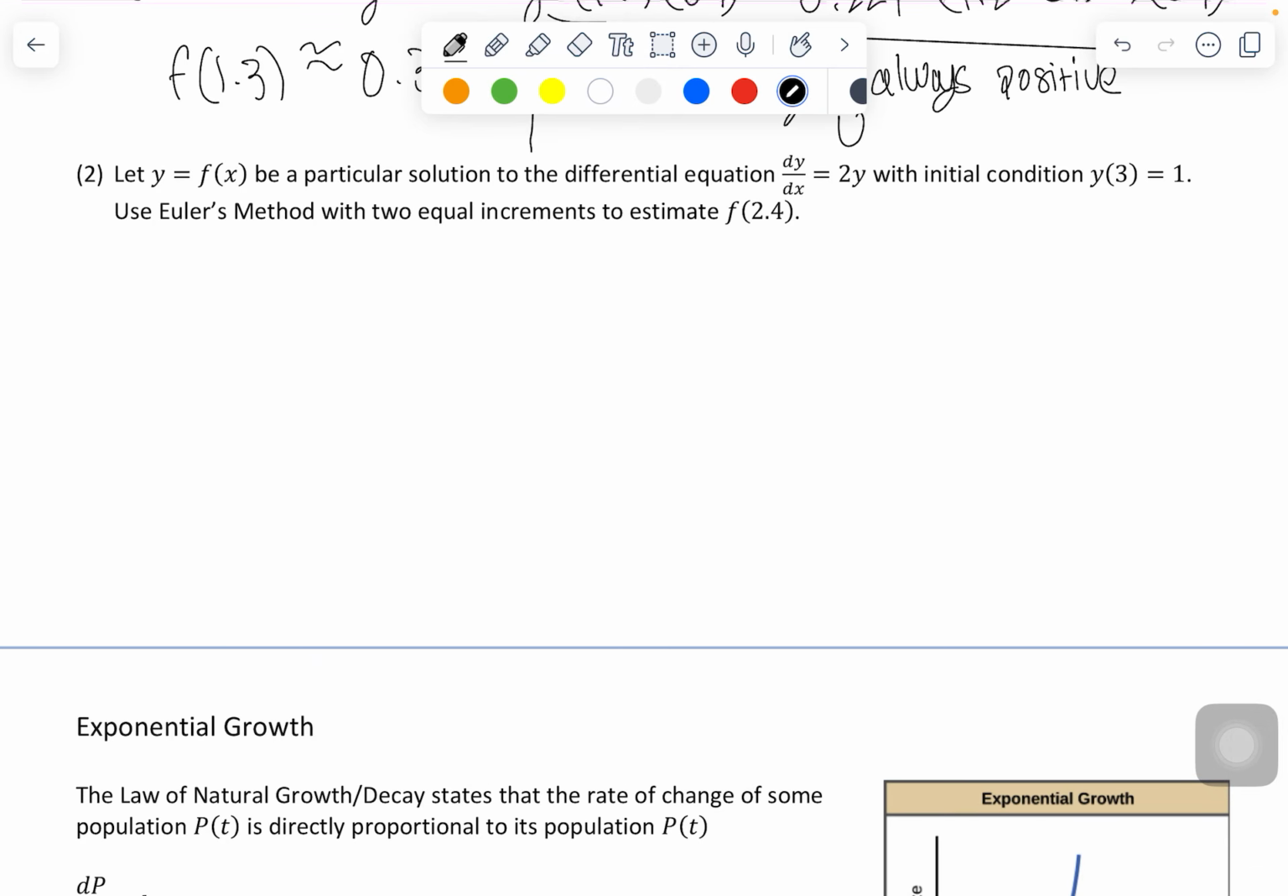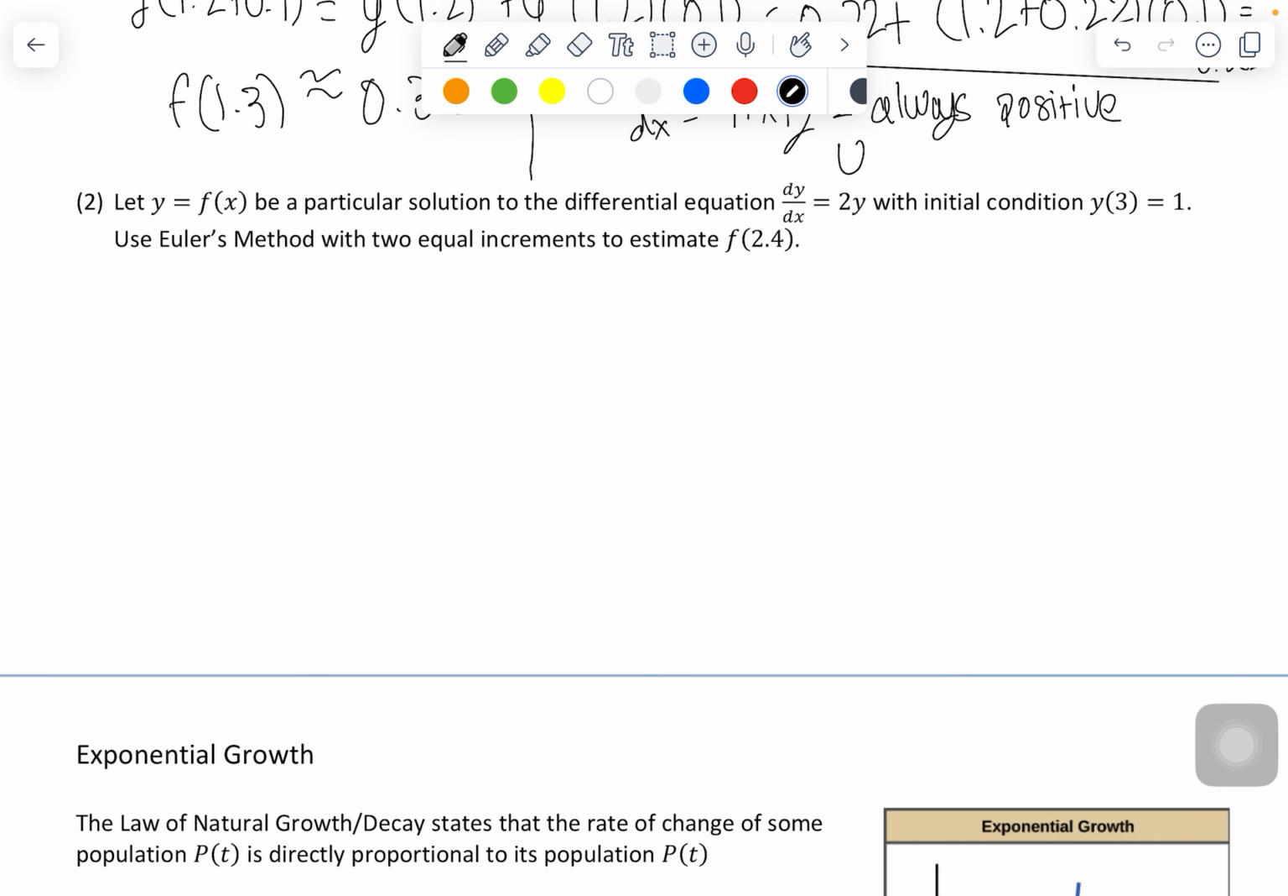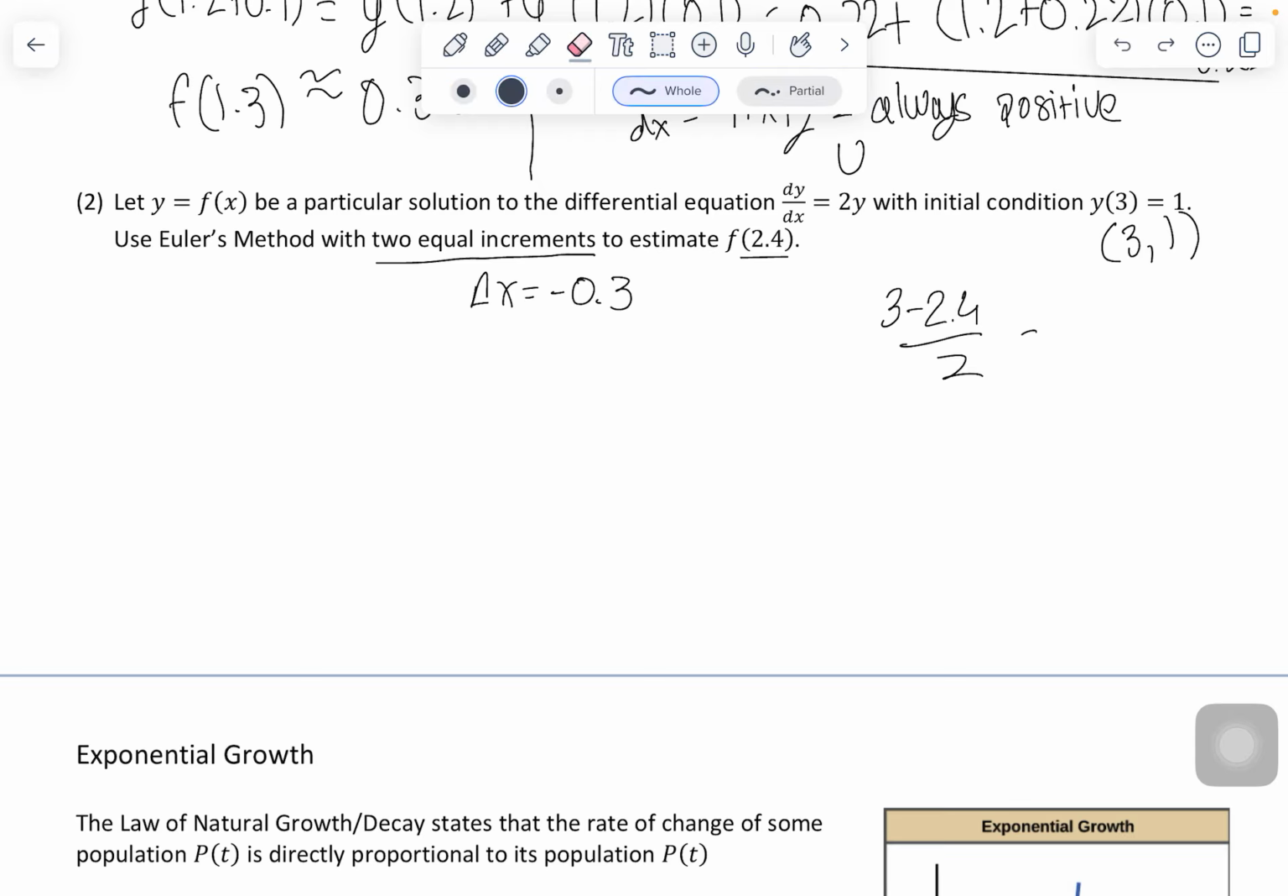So let's do another example with a question like this. So pause the video and try to see if you can do it yourselves, and if not, we'll get started. So we're given our point initially, (3, 1), and 2 total increments to estimate 2.4 from 3. So that means my delta x will be negative 0.3, since 2.4 minus 3 over 2 is negative 0.3.